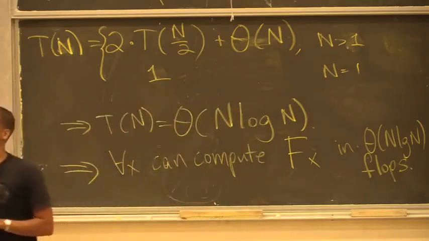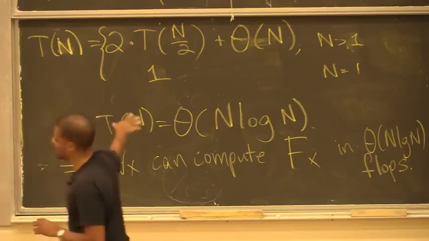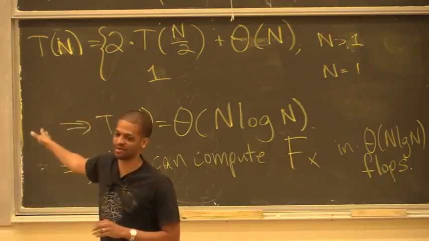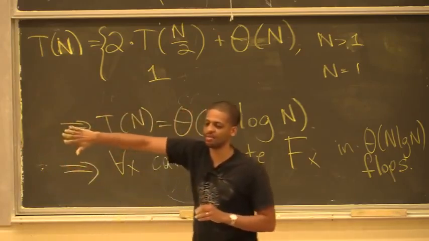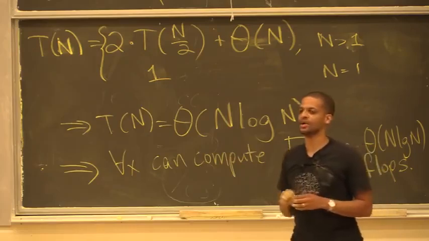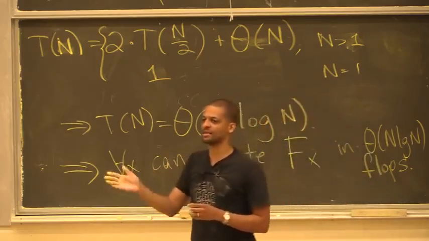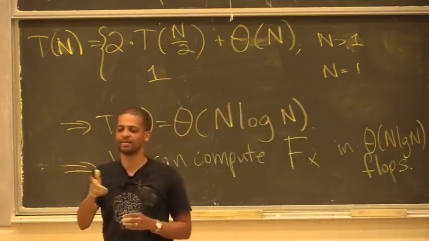Here, you actually need n to be a power of 2 to make the algorithm work. But you can guarantee that by padding zeros on the polynomials. So in the beginning, before you run the algorithm, pad a bunch of 0 coefficients and make n be a power of 2. Yeah?